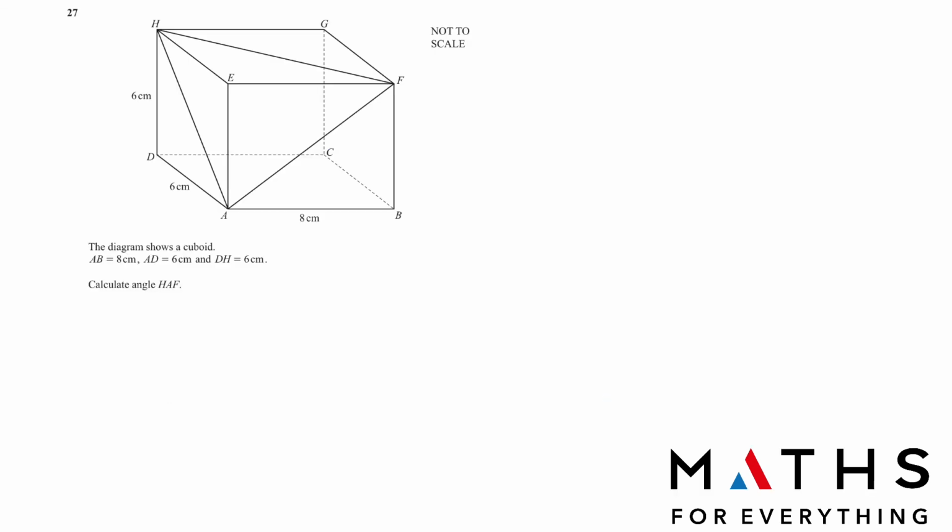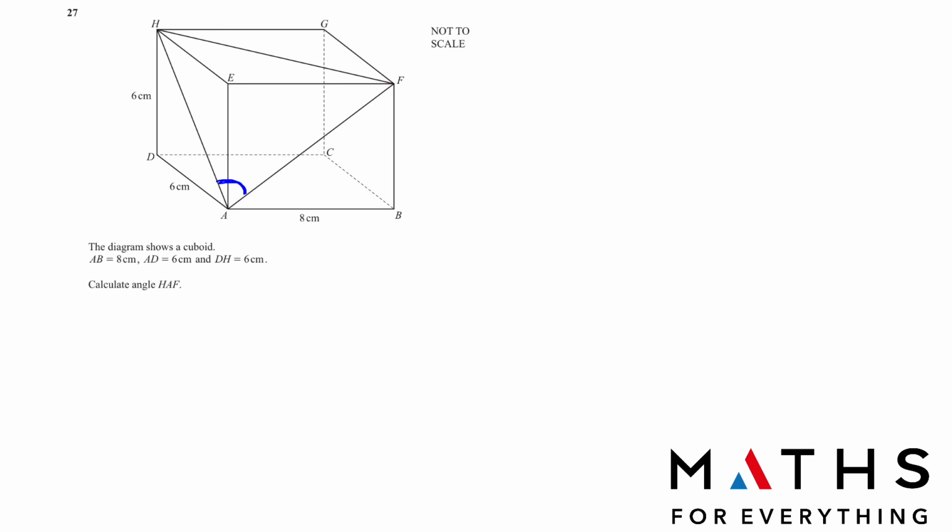Question number 27. We have been given a cuboid and AP is equal to 8, AD is equal to 6 and DH is equal to 6. Calculate angle HAF. The angle we want to find is in two different planes. Half of it is in ADHE, the other half is in AEFP.